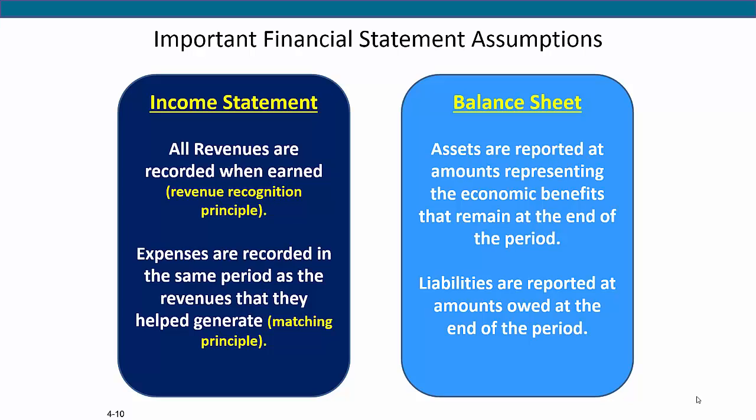Furthermore, with respect to the balance sheet, assets are reported in the amount that represents the economic benefit left to us at the end of the period. In the case of the insurance policy, we owned 23 months worth or $2,300 worth of benefits remaining at December 31st, 2015. And finally, liabilities are reported at the amount we owe to someone else at the end of the period.